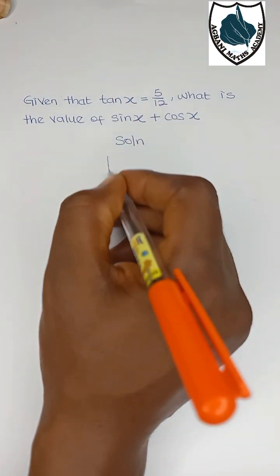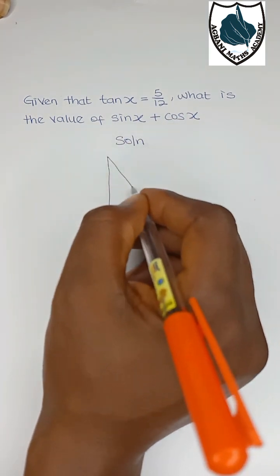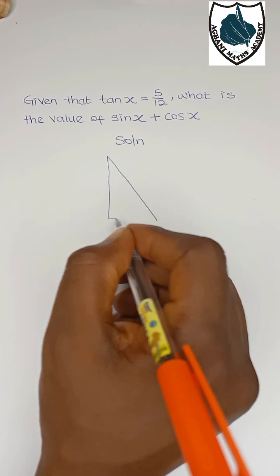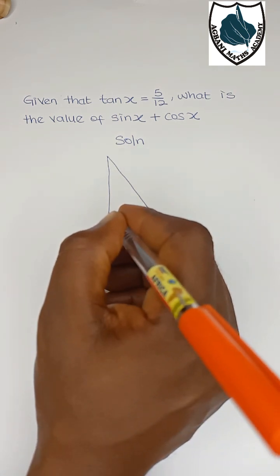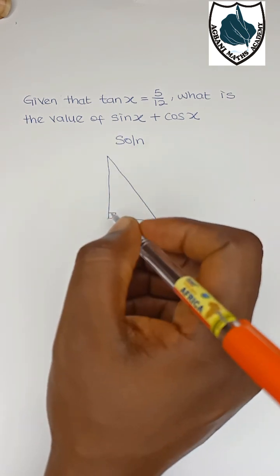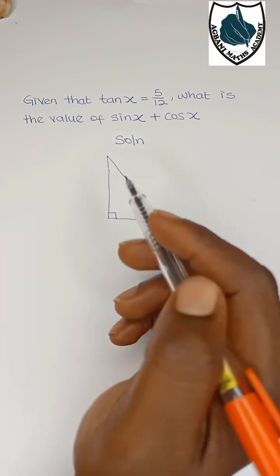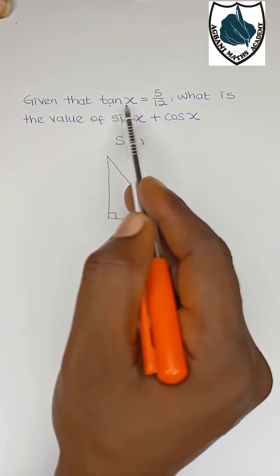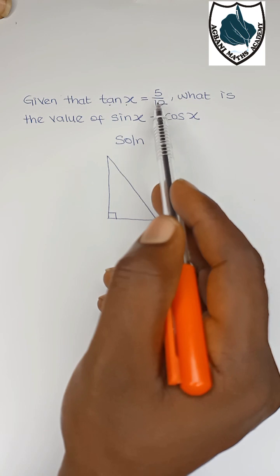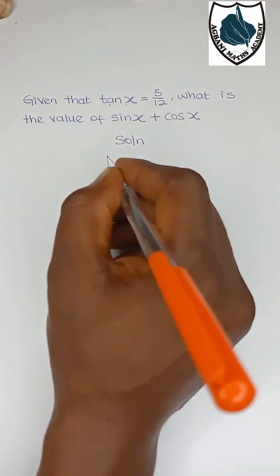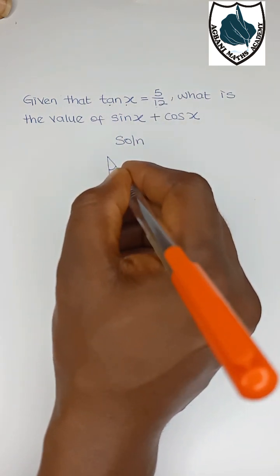So a right angle triangle is a triangle that has one of its angles equal to 90 degrees. So this is the right angle triangle and this is the 90 degrees. Next thing, we are told that tan x is equal to 5 all over 12. Let's call this angle x. So this is angle x.